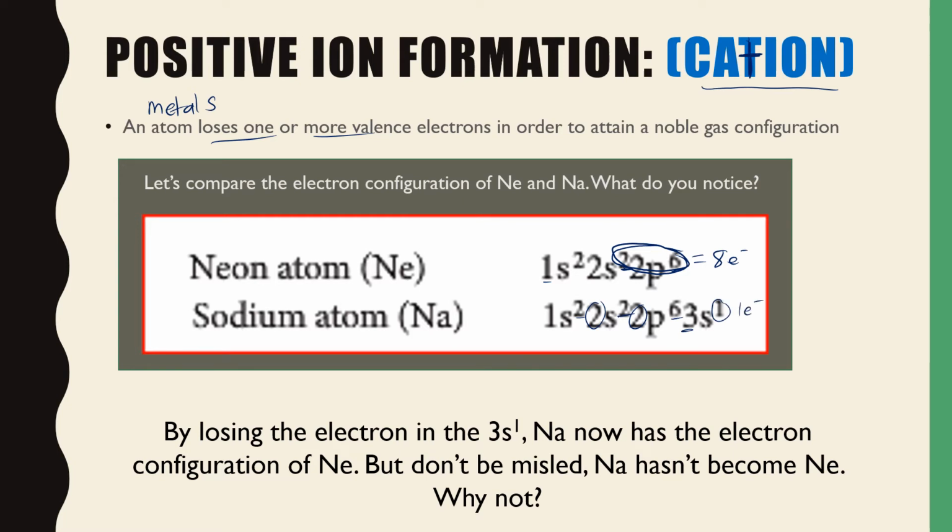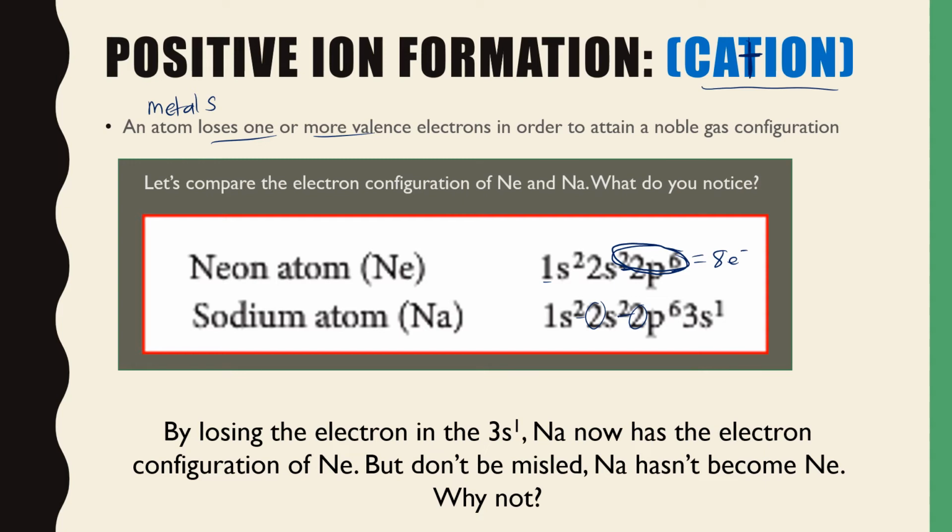So the difference is that sodium has an additional electron. It has 1 in energy level number 3 that is preventing it from having a stable electron configuration. By losing the electron in 3s1, sodium now has the electron configuration of neon. But don't be misled. Sodium hasn't become neon like we saw in nuclear chemistry, because its number of valence electrons does not change the identity of an atom.